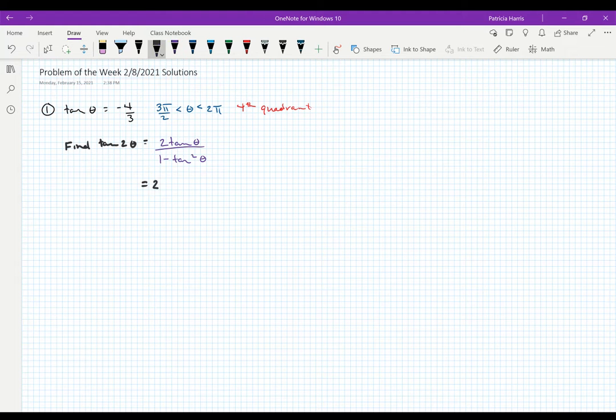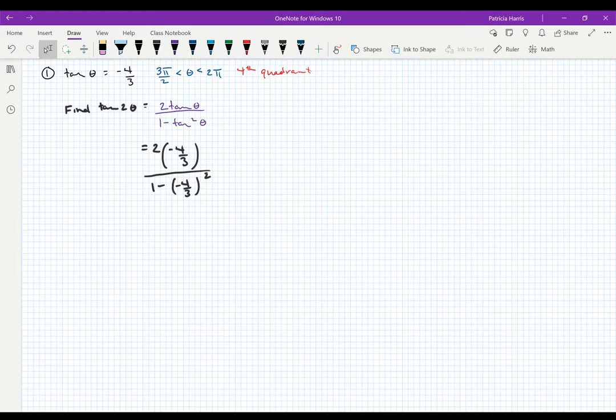So we're going to go 2, then tangent theta, negative 4/3, and then 1 minus negative 4/3 squared. Now after that, it becomes a massive simplification problem. So what we want to do is simplify our numerator, simplify our denominator, and then turn this into the big division problem that it is. So 2 times a negative 4/3 is negative 8 over 3.